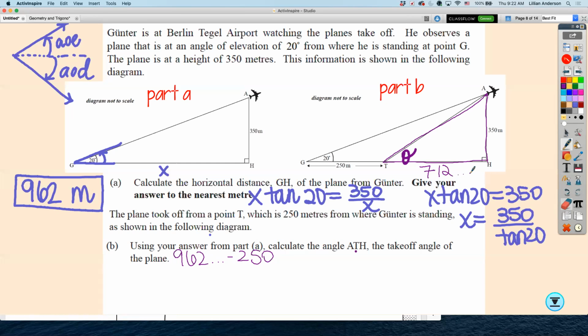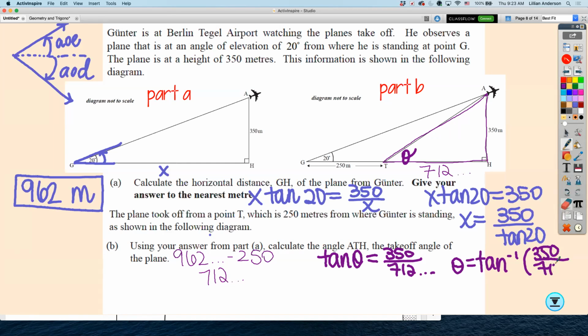So in order to find theta, I'm going to have to use another trig ratio. Which one? I need to do tangent, not reverse tangent, but inverse tangent. Okay, I'm going to set it up. That's tangent of theta equals 350 over that decimal that's in your calculator. This is where you would do the inverse because I'm looking for an angle. So I would write tangent inverse of 350 over 712, and I would find theta.